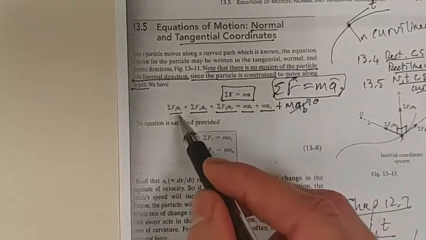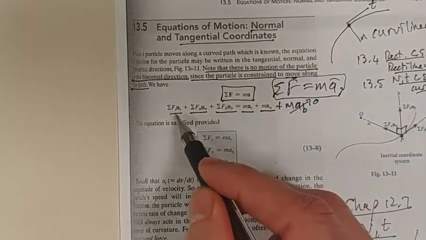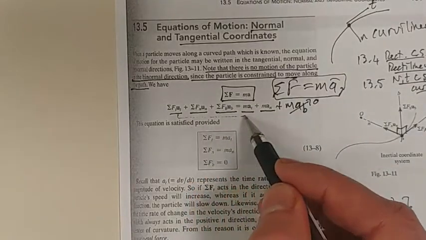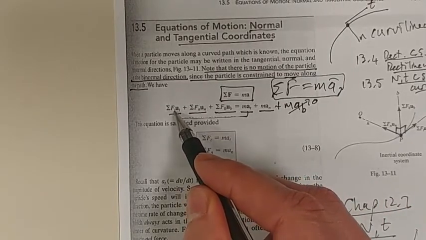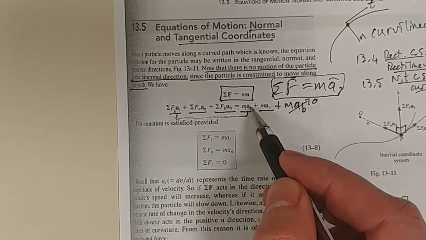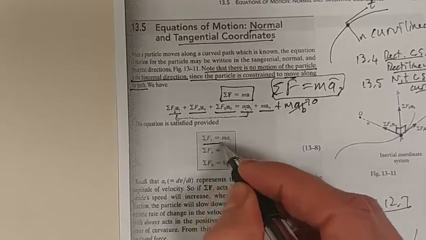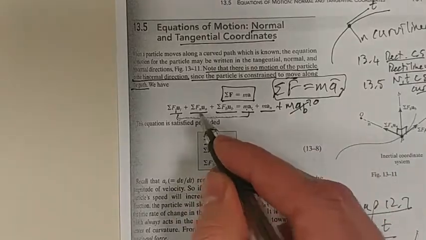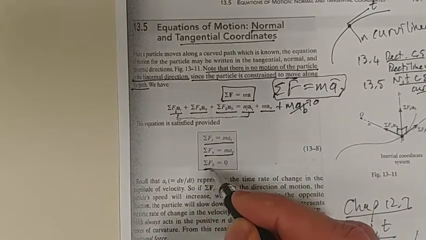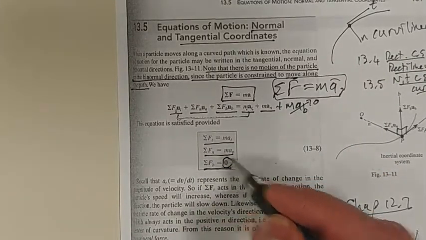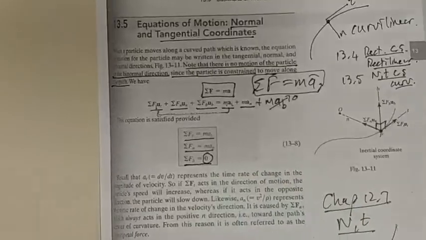And then if you say, let's take the tangential components, sum of the forces in the tangential direction should equal mass times acceleration in the tangential. There we go. Normal, normal. And then binormal is 0, so take note of that.